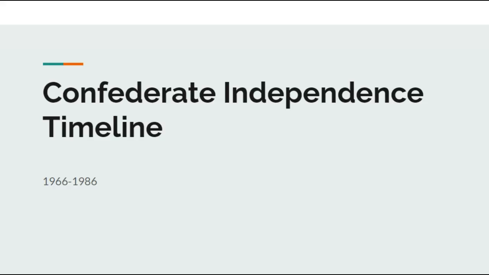Before I get into this video, I do want to say that the Confederate Independence Timeline, Episode 7 will be the last video in the timeline for good. So, yeah, we're going from 1987 to 2020.